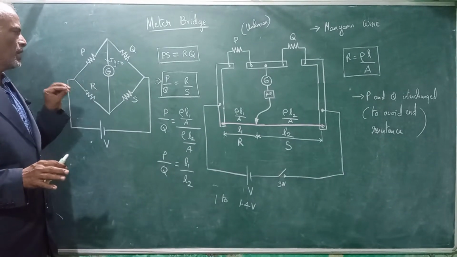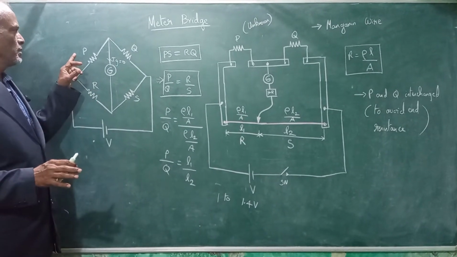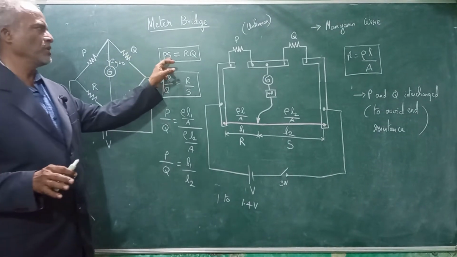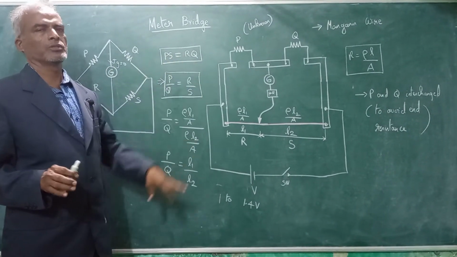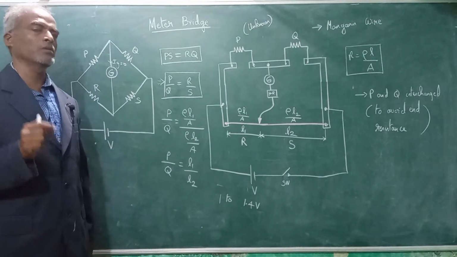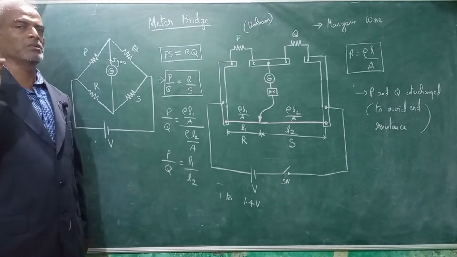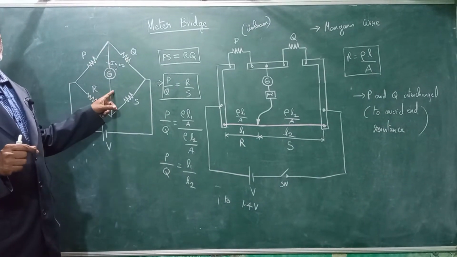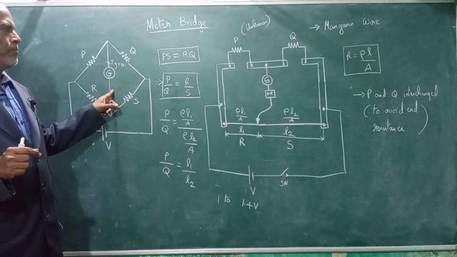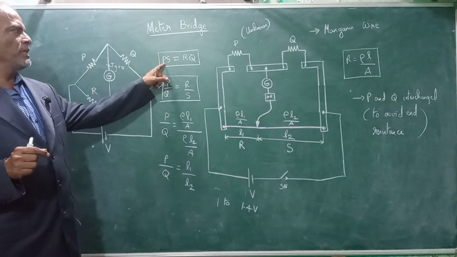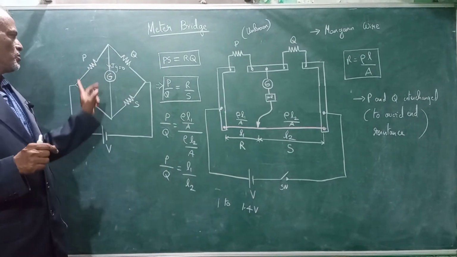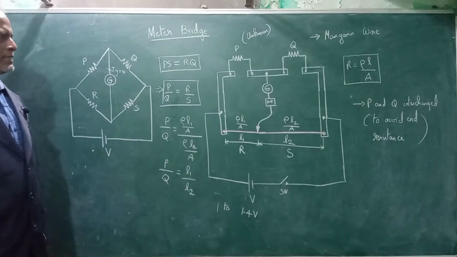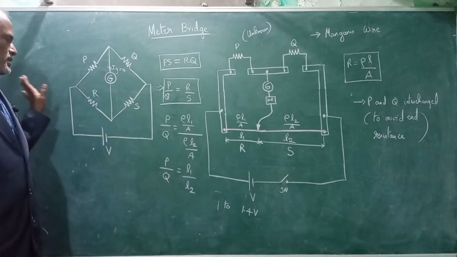And finally we arrive at the result that P into S is equal to R into Q. So this condition is applicable only when the bridge is balanced. If I say the bridge is balanced, it means that there is no current through the galvanometer. That's the meaning. That means P into S is equal to R into Q. That is P by Q is equal to R by S. Okay, we will keep this aside.